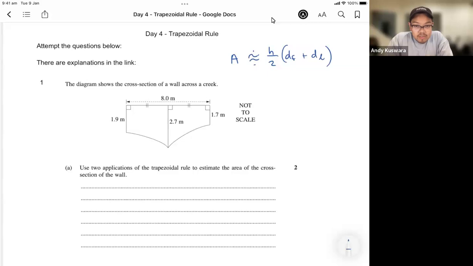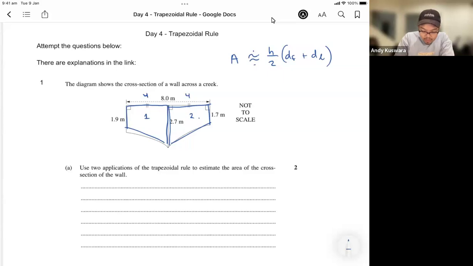Use two applications of the trapezoidal rule to estimate the area of the cross-section of the wall. So what we're doing here is we're doing two trapeziums. The first one is this one. The second one is this one. Okay, so there's application one, there's application two. Let's also note here the height for each of these trapeziums is not going to be 8 because I'm splitting them in half, which means each height would be 4 and 4.